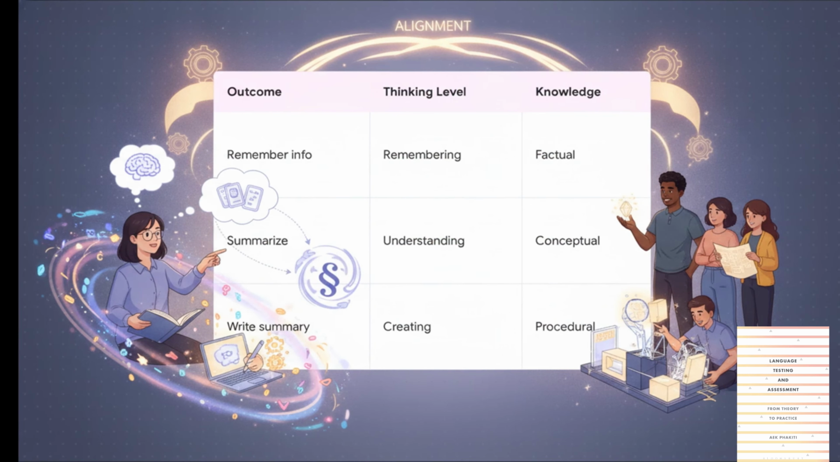So how does this theory actually hit the real world? Well, for an assessment to truly work, there has to be a flawless alignment between the learning outcome, the teaching activity, and the final test. If a teacher just wants you to remember factual info, the assessment simply targets that remembering level, it tests basic facts. But if the goal is for you to write a summary with examples, the assessment suddenly leaps up to demand the creating level.